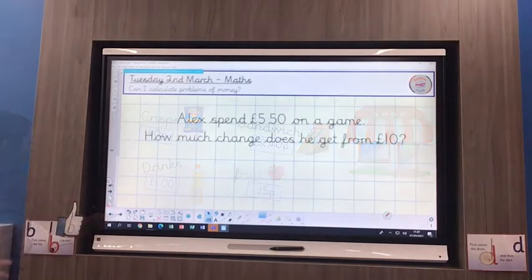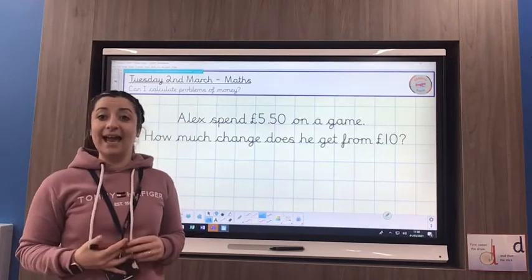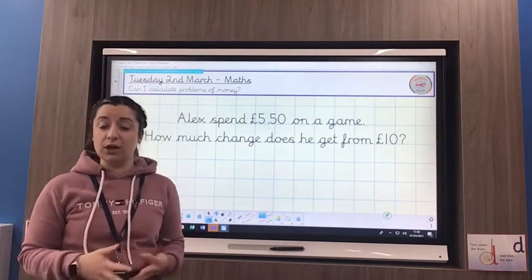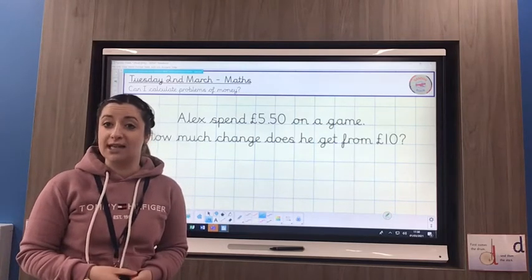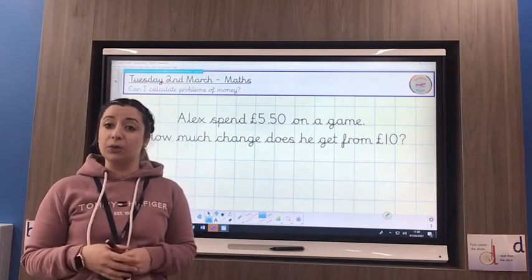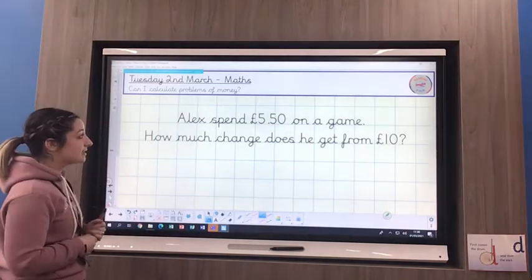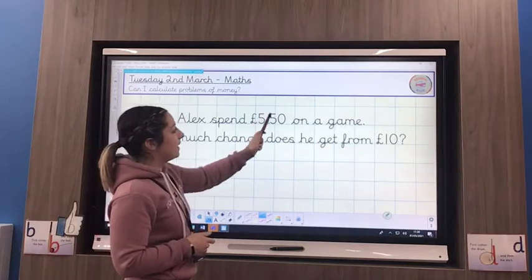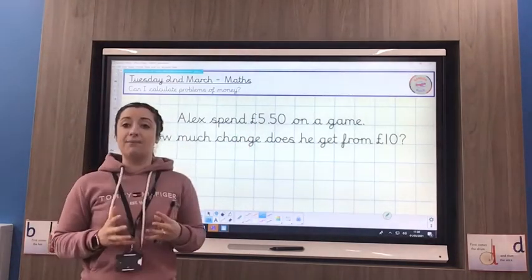So now we're going to come on to a word problem, and this is going to be something that you will see in your workbooks today. So I'm going to go through an example, and this will prep you for when you are ready to come on to answering those questions in your workbooks today.